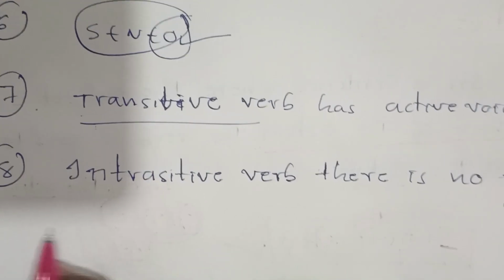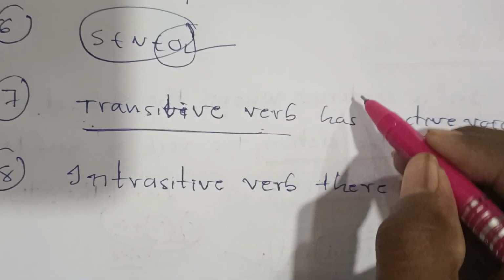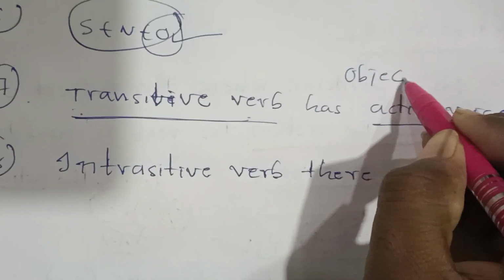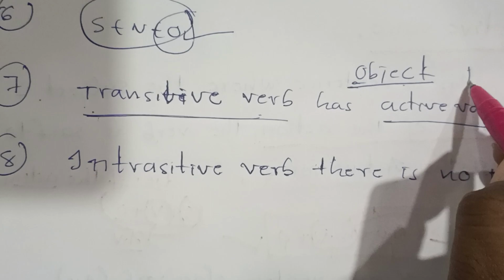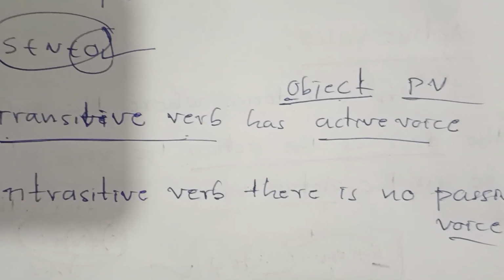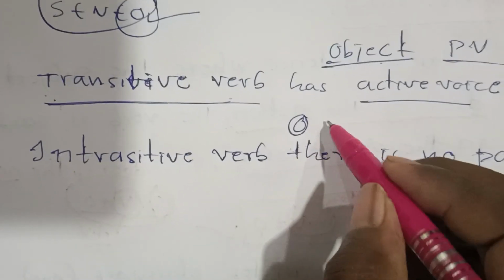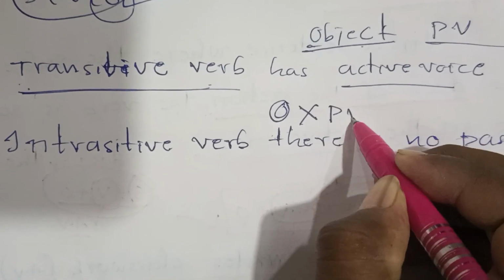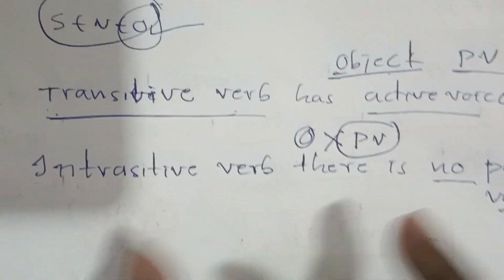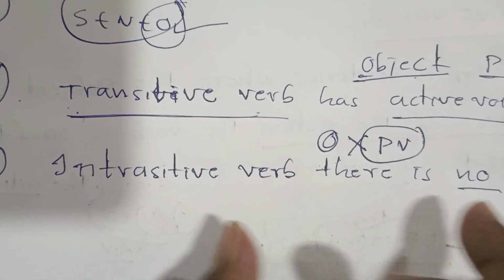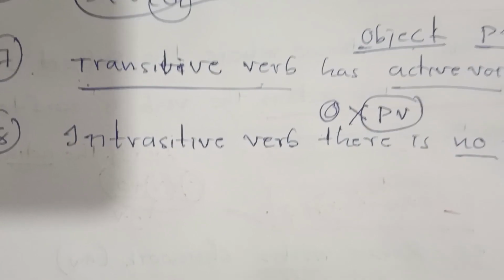Passive voice, that's it, you can say that. So a transitive verb has an object, then it has scope to change to PV, passive voice. An intransitive verb has no object, so there is no scope for PV. Okay, transitive verbs can change into passive voice. Intransitive verbs cannot change into passive voice because there is no object.